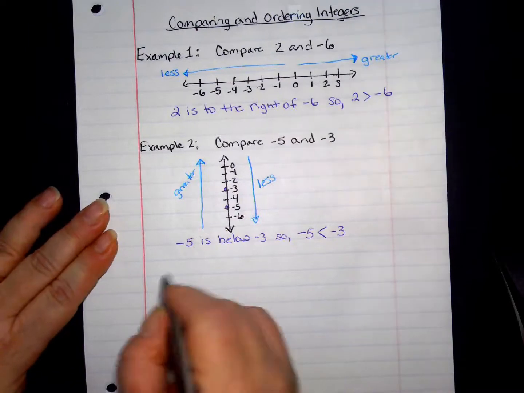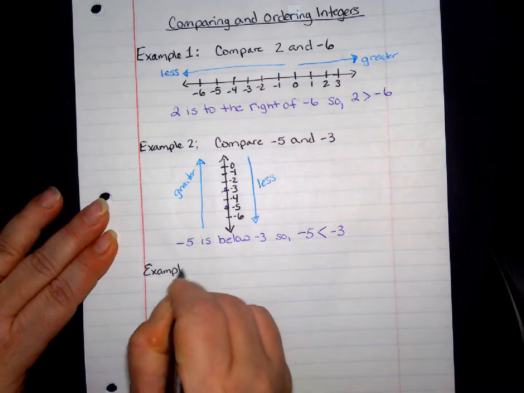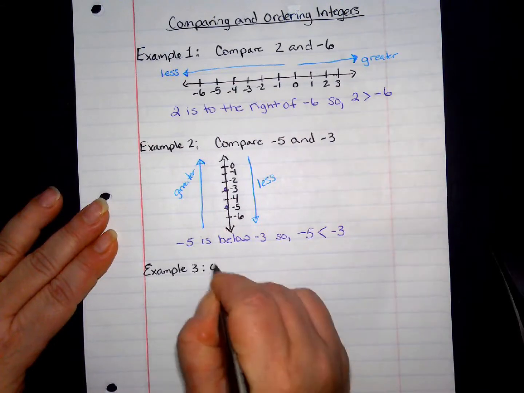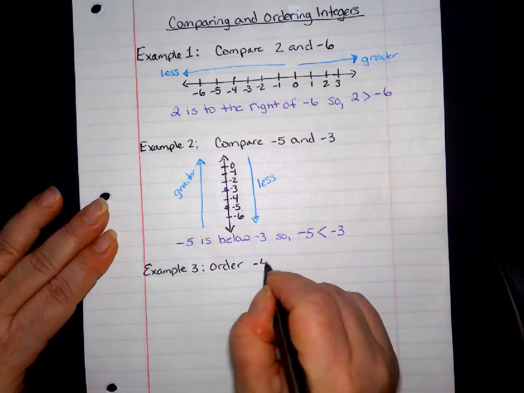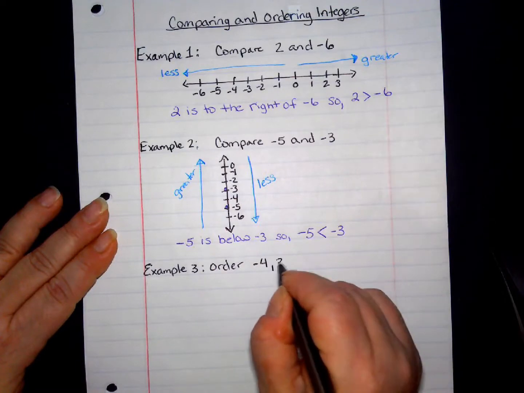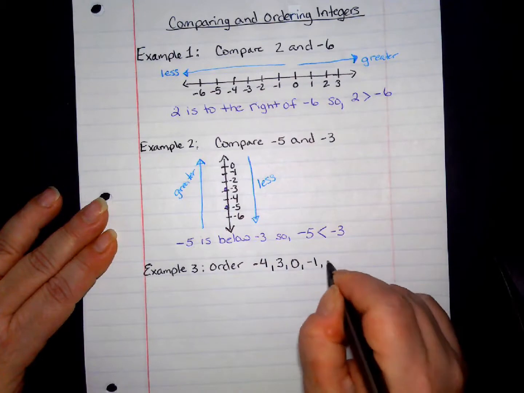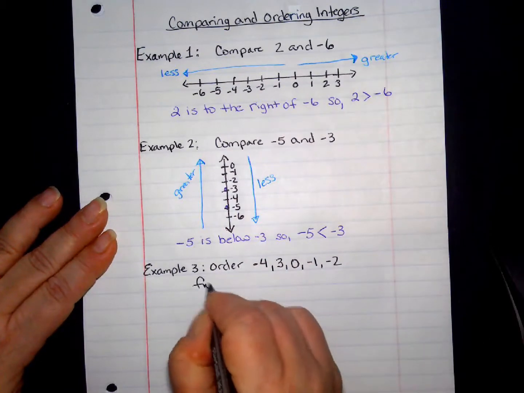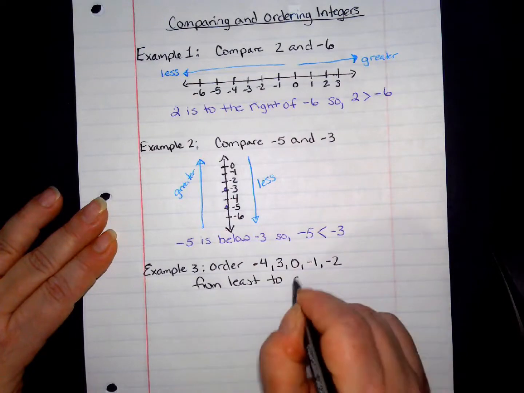So, for example: order -4, 3, 0, -1, and -2 from least to greatest.